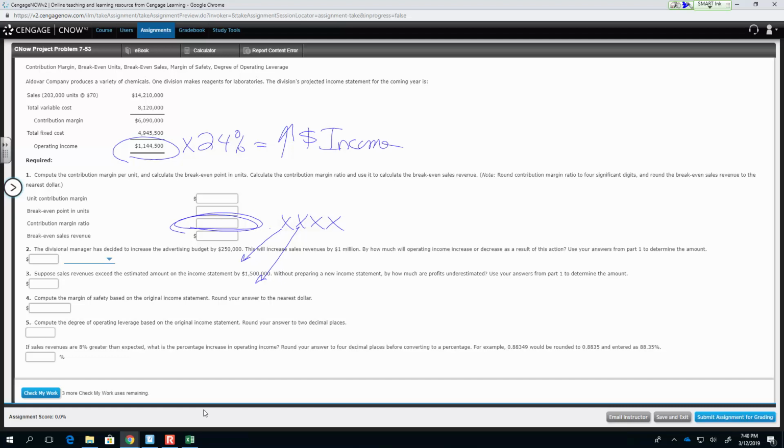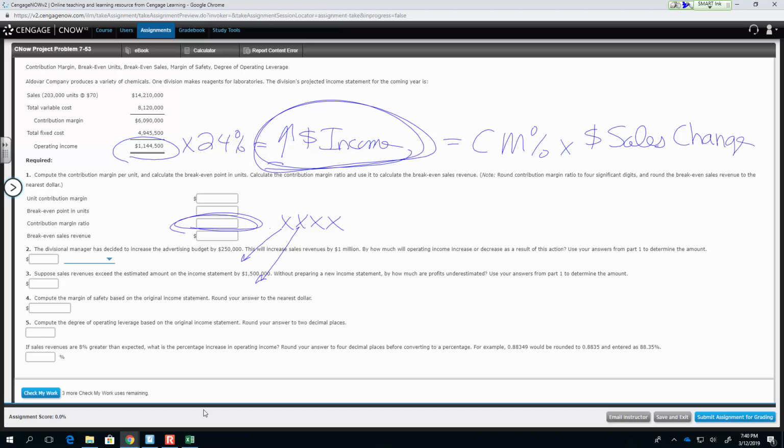Right? How else can I get this change? I almost ripped the board right off. How much is this change in income? How can I do that? How can I get that same number using my margin percent, right? Isn't that my second way to figure out the same thing? For every dollar of sales change, I'm making 24 cents on that change, right?